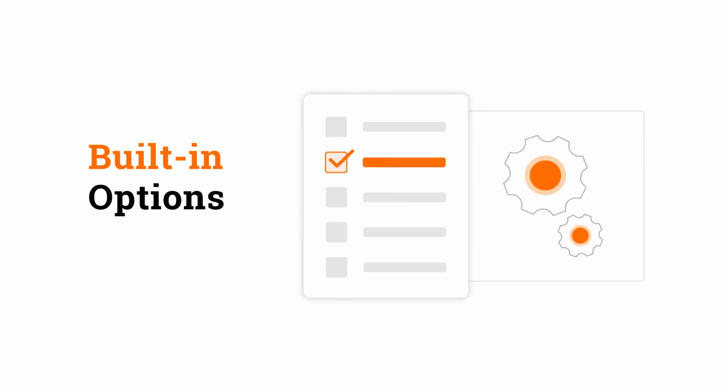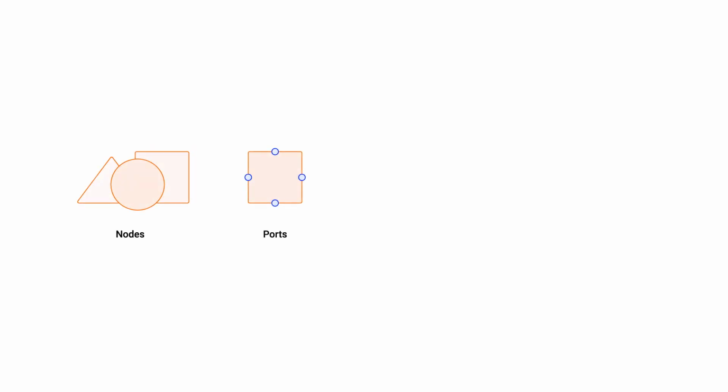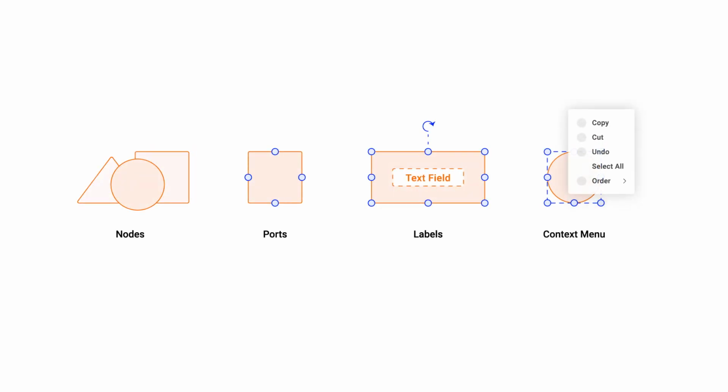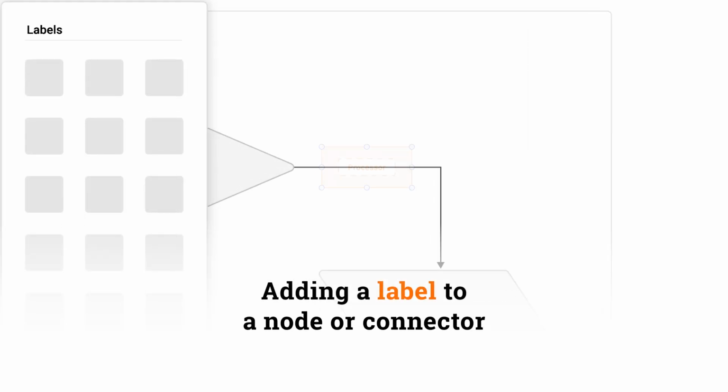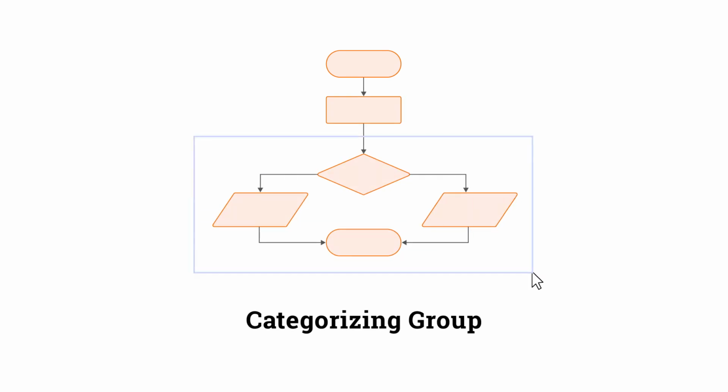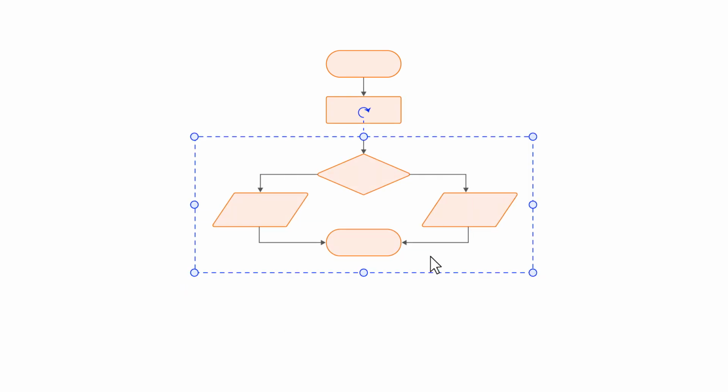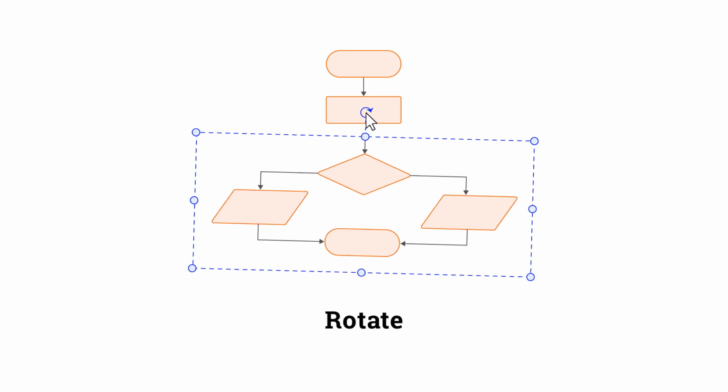Built-in options help to customize the appearance of nodes, ports, labels, and context menu. Adding a label to a node or a connector helps to display additional information. Categorize and group one or more shapes as a layer, and selectively lock, unlock, move, and rotate layers.